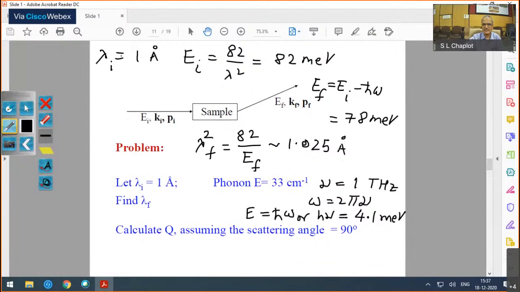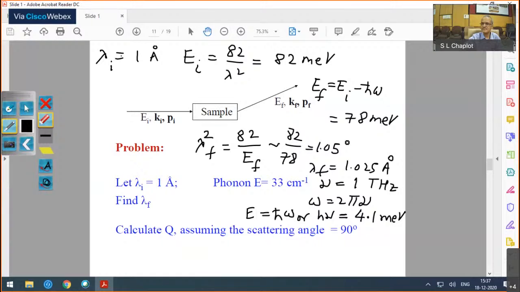Sorry, I've jumped here a little bit. And so I will take a square root here. Square root of this number, lambda f will be 1.0 angstrom. Okay, so that is how we can work it out.